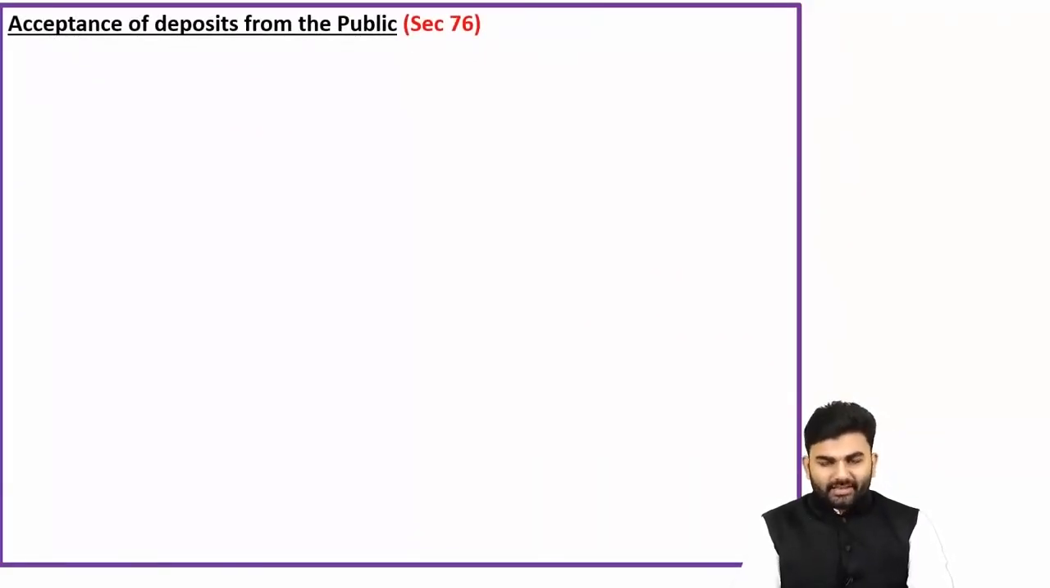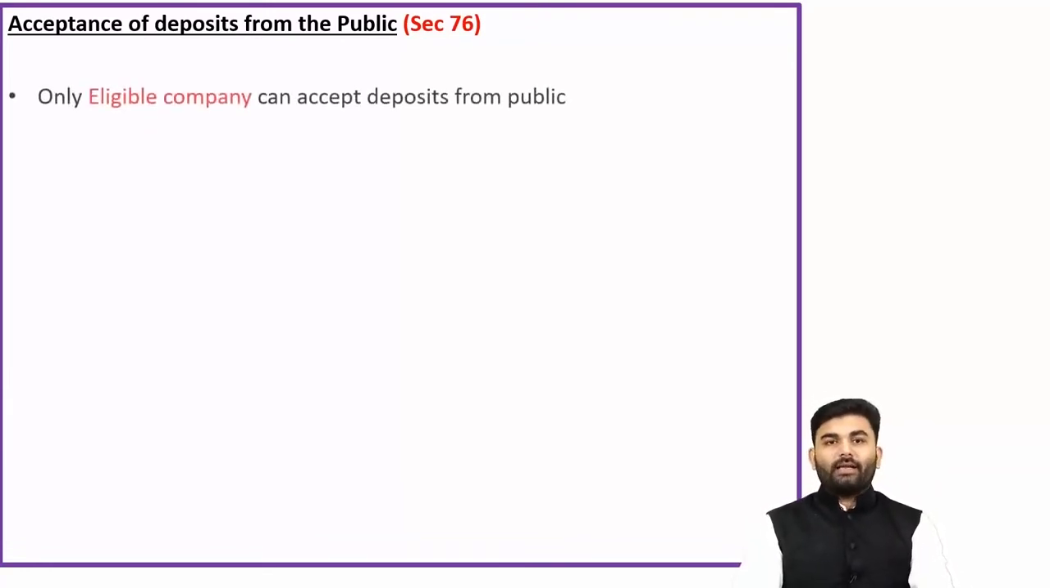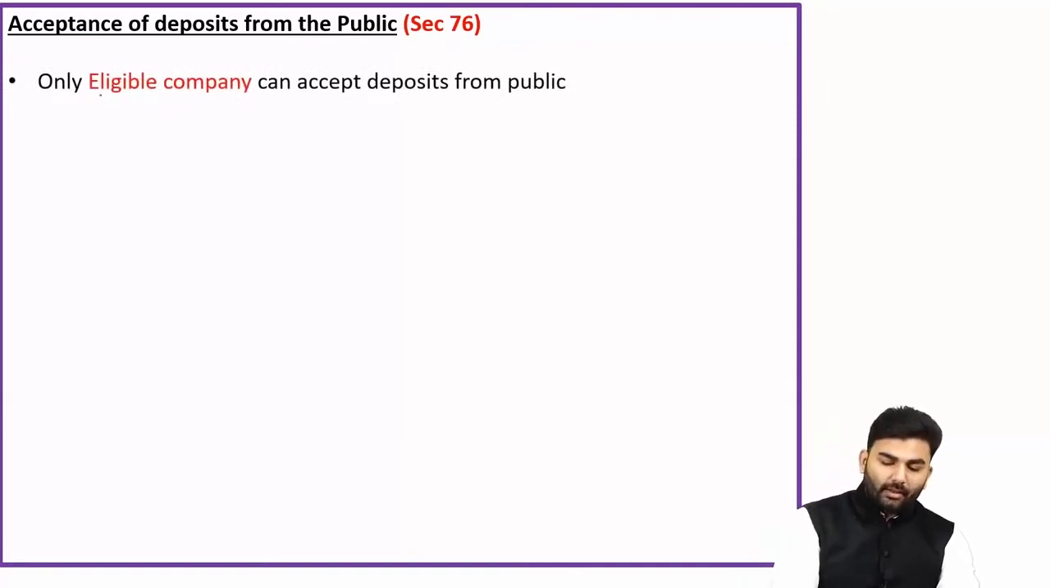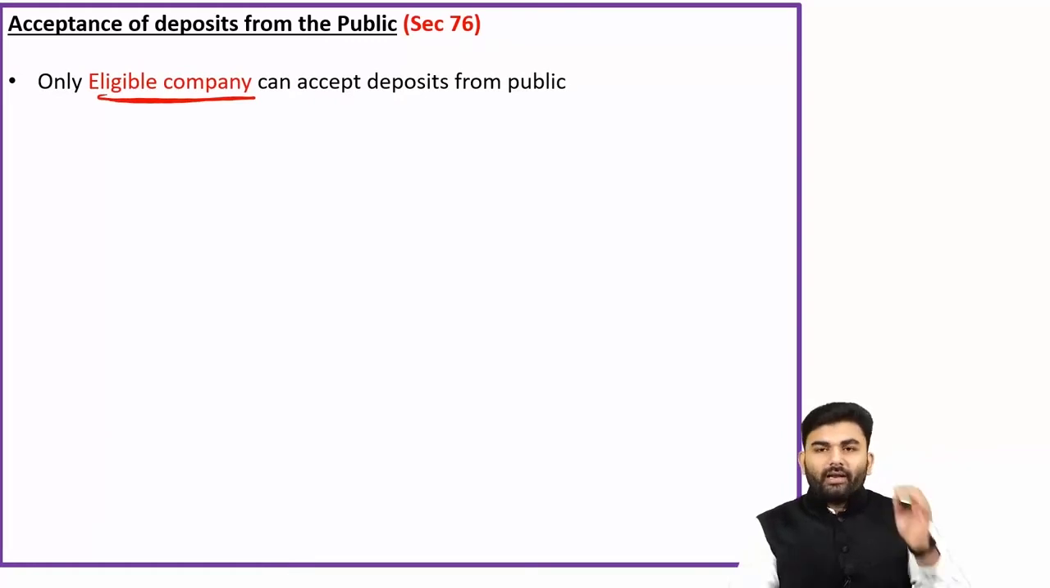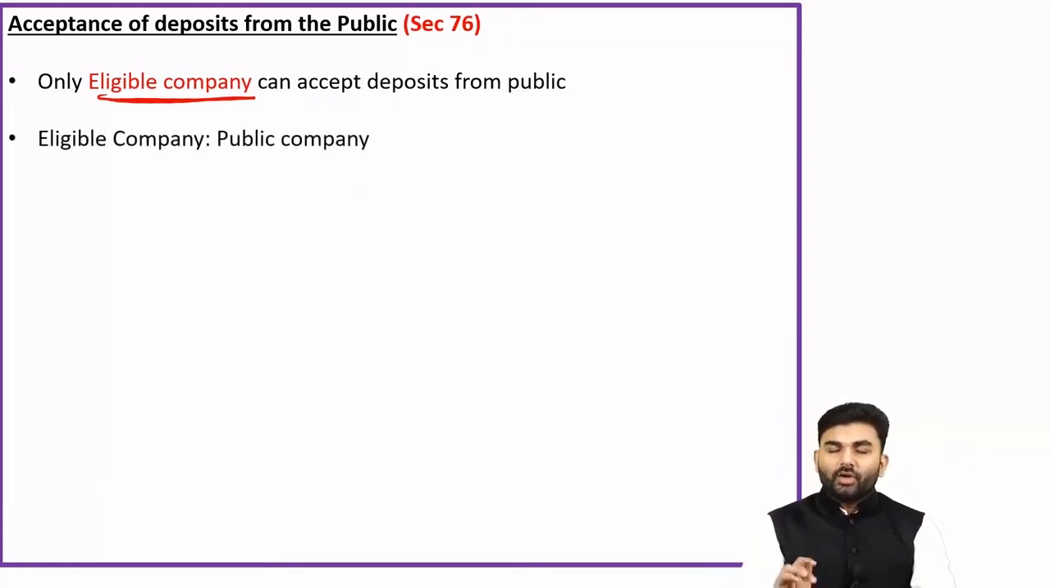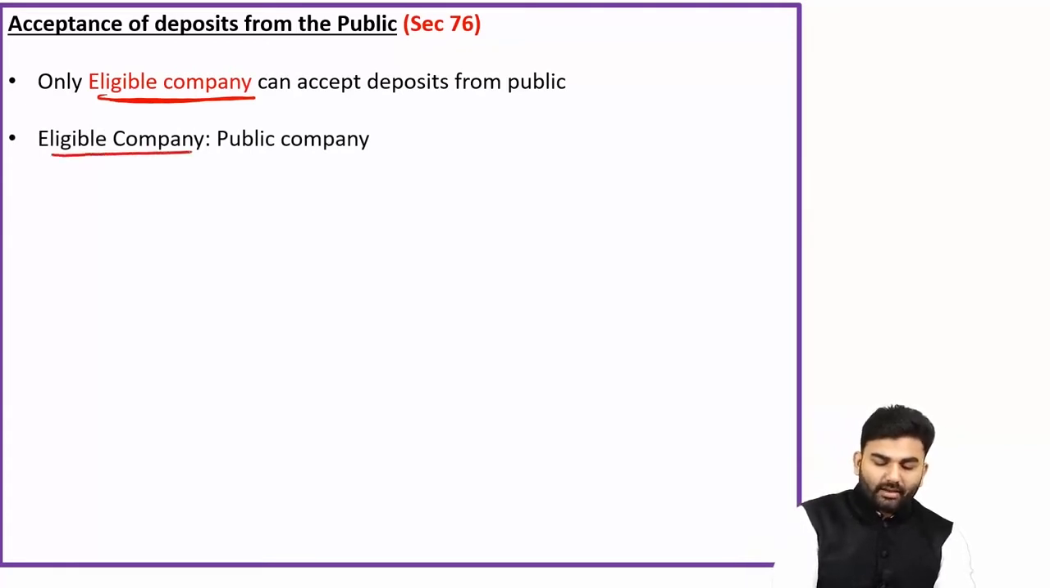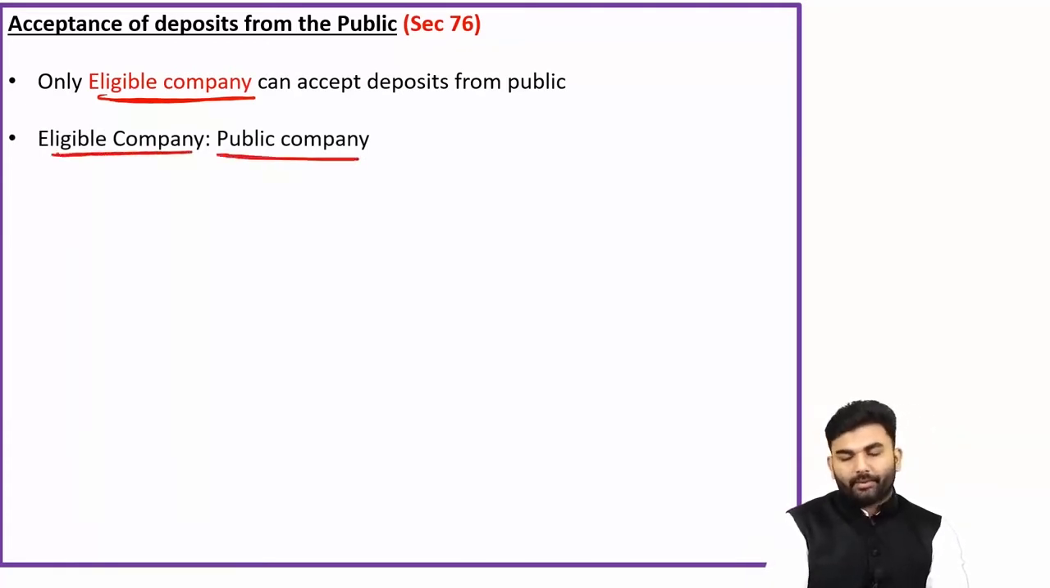The next provision says about acceptance of deposits from public at large. Section number 76 says that only and only an eligible company can accept deposits from public at large, which means you need to be an eligible company plus a public company.